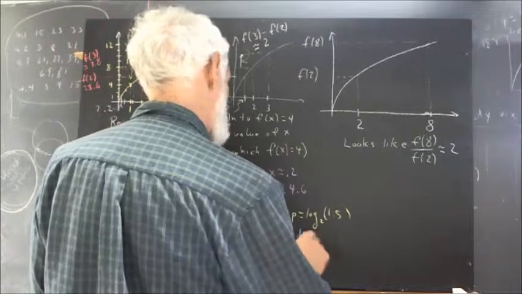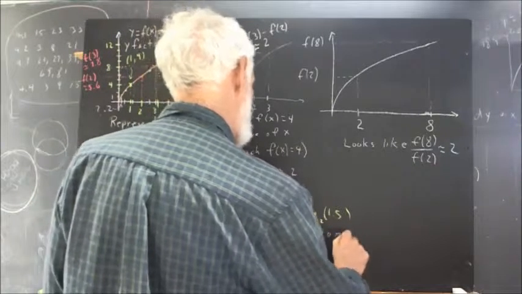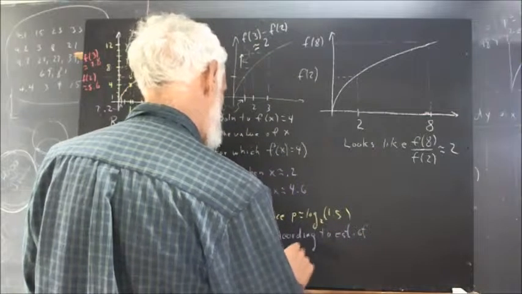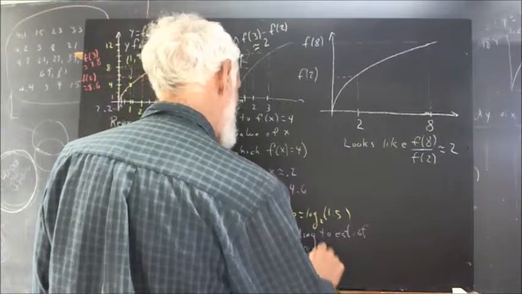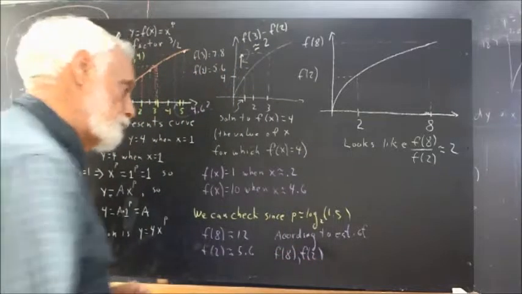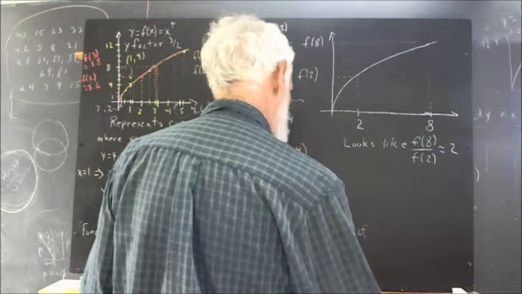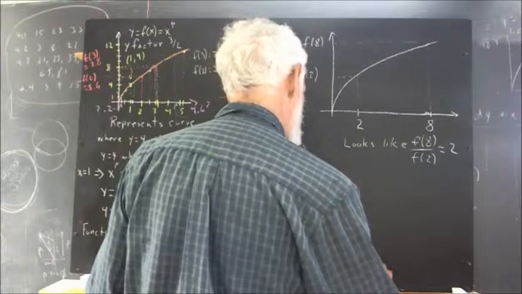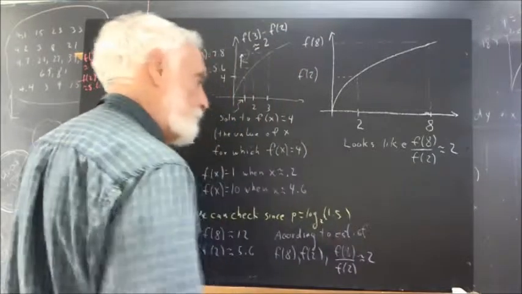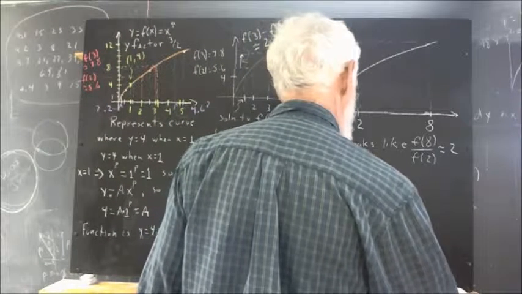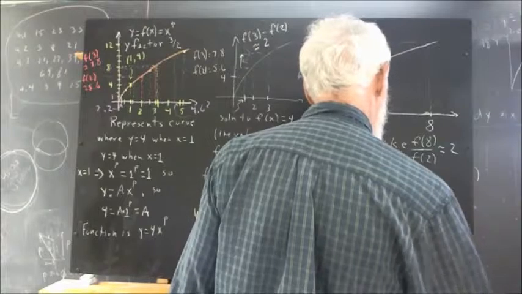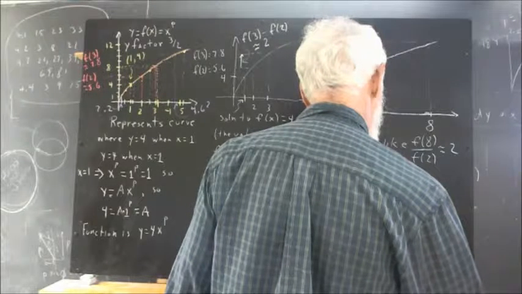But according to the numerical estimates we made for f of 8 and f of 2, f of 8 over f of 2 is pretty close to 2. Maybe a bit higher.